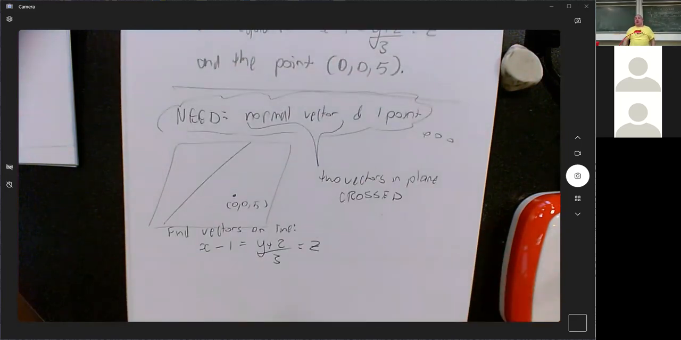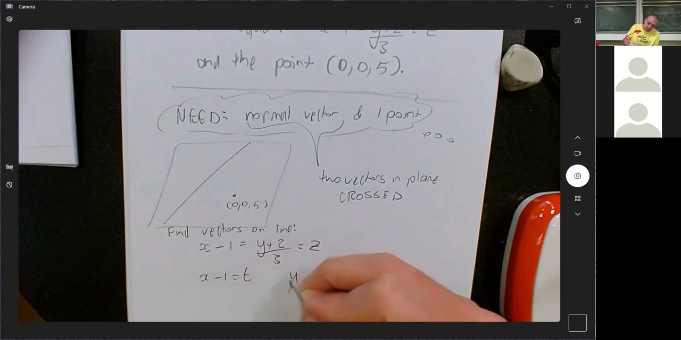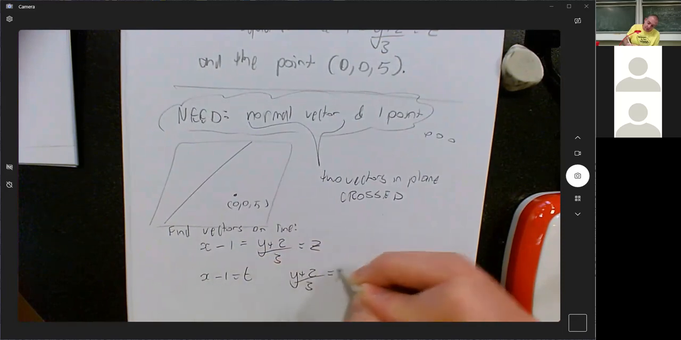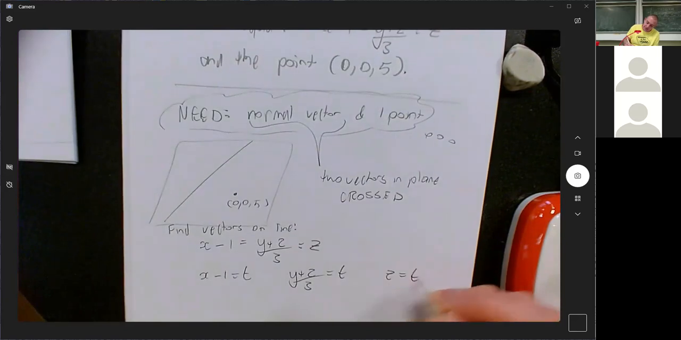Okay, there are two ways to approach this. One is to guess some points on the line and subtract them, and then you have a vector on the line. And the other one is to convert this to vector form because it has vectors that are on the line. So I'm going to say that x minus 1 is t, and y plus 2 on 3 is t, and z is t.